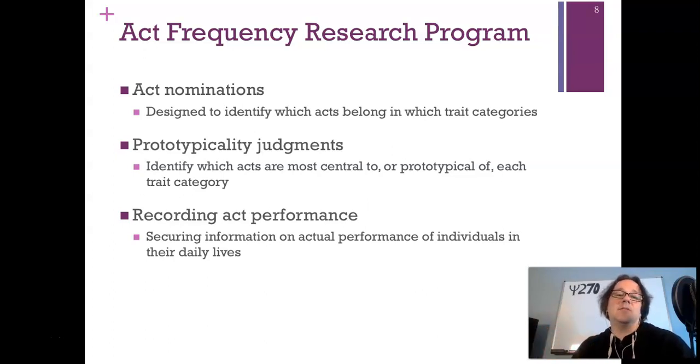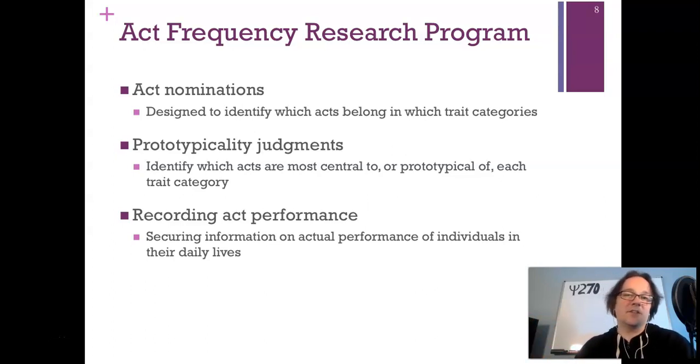And then the final step of this consists of collecting data, start recording act performance. So we start collecting data on actual act performance of individuals in their daily lives. So we begin this process of trying to identify or group acts into various personality traits by first identifying which acts belong to which traits, and then start thinking about which acts are most central to that trait, and then start looking for those types of acts in people's behaviors. And typically that's done through self-report data or through observational data. And observational data could be someone's spouse or a roommate or best friend who's collecting data on them.